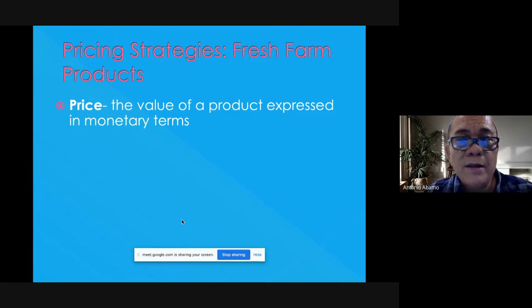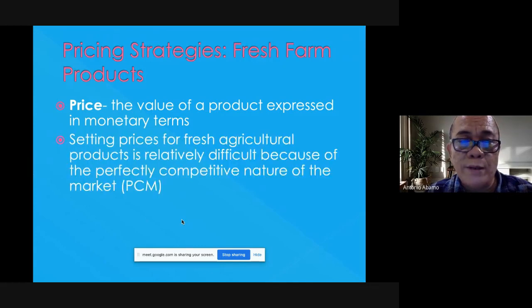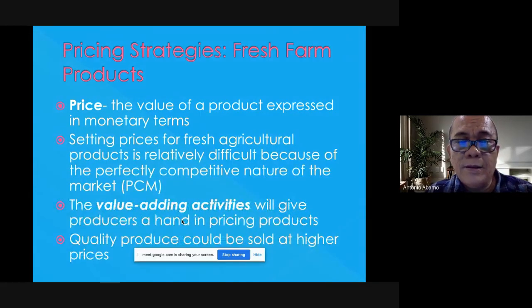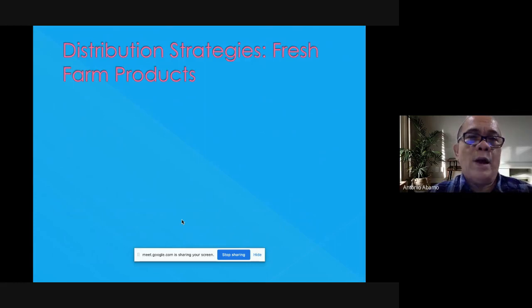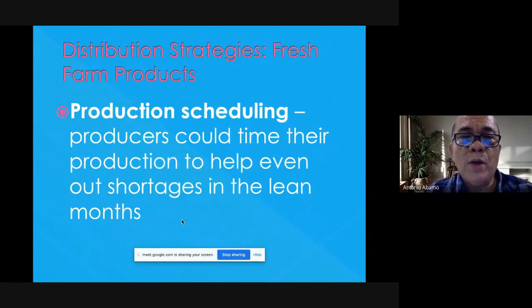The fresh product should command a better price if it is of good quality. Now it will generate more value-adding revenue. Now there is also what we call distribution strategies for fresh products. You have very important production scheduling. Okay, so production scheduling: you cannot expect to harvest all together at the same time.